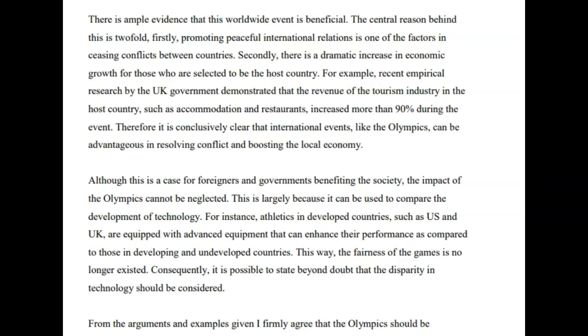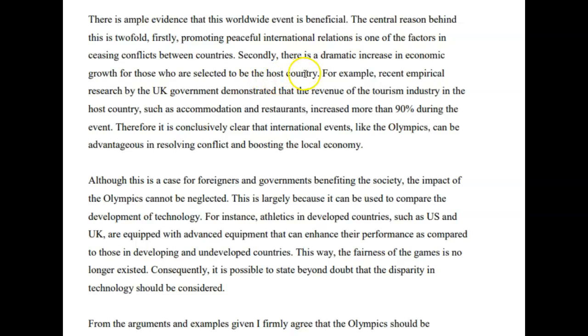"There is ample evidence that this worldwide event is beneficial. The central reason behind this is twofold. Firstly, promoting peaceful international relations is one of the factors in ceasing conflicts between countries." Okay, before going into your secondly, it would really make sense if you supported this idea. Don't just say a main idea, and then give your support. But every time you give a main idea, you should support it.